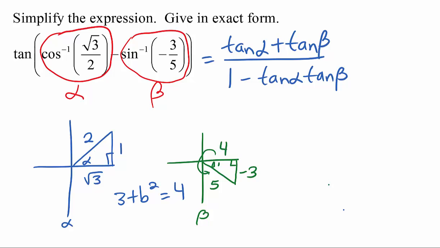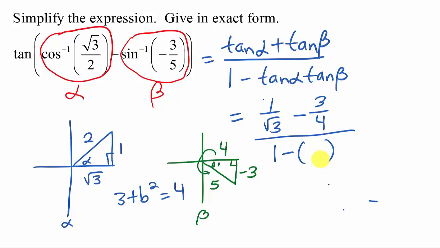Now I can just go ahead and substitute in the pieces. So I need tangent of alpha. I go to the alpha triangle and I do opposite over adjacent. So that's 1 over square root 3 plus tangent of beta. I go to the beta triangle and I do opposite over adjacent, and that's going to be negative 3 over 4, and that's divided by 1 minus the tangent of alpha, and I already had that. That was that 1 over square root 3 times the tangent of beta, which was negative 3 over 4.